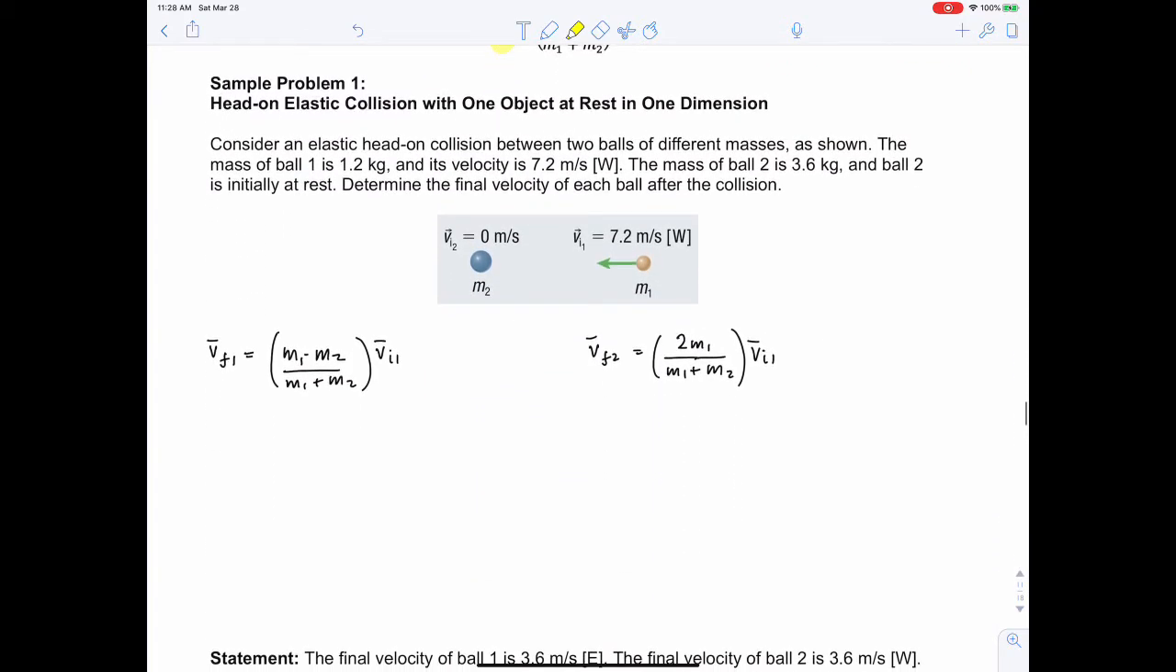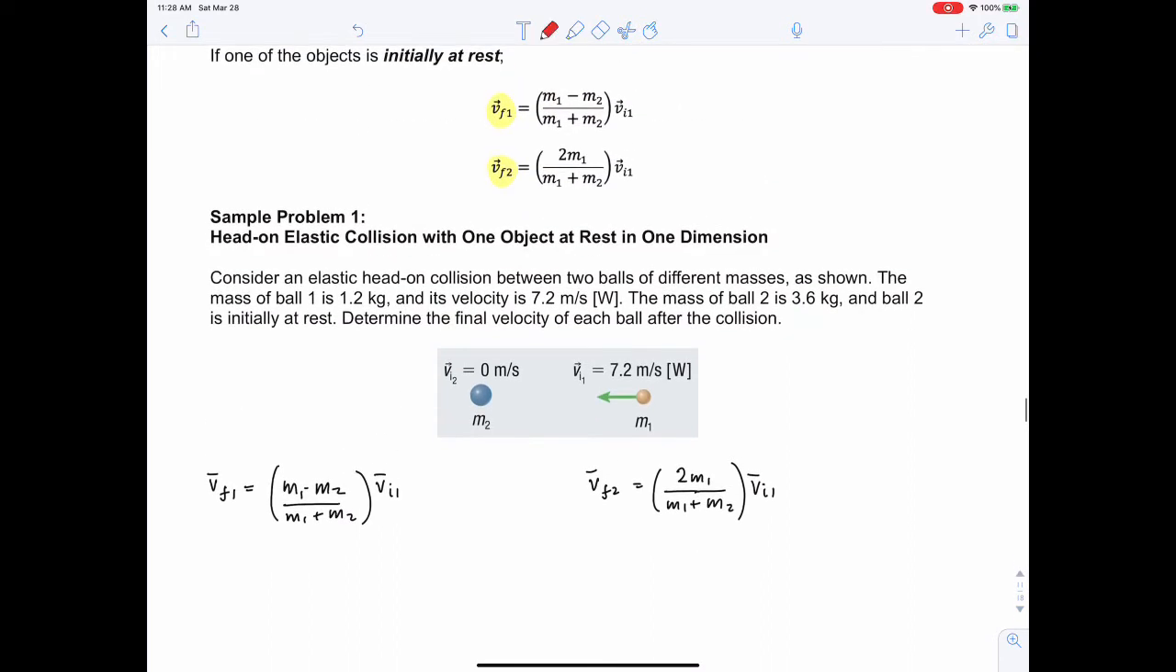Let's try sample problem number 1. A head-on elastic collision with one object at rest in one dimension. Consider an elastic head-on collision between two balls of different masses, as shown. The mass of ball 1 is 1.2 kilograms, and its velocity is 7.2 meters per second west. The mass of ball 2 is 3.6 kilograms, and ball 2 is initially at rest. Determine the final velocity of each ball after the collision.